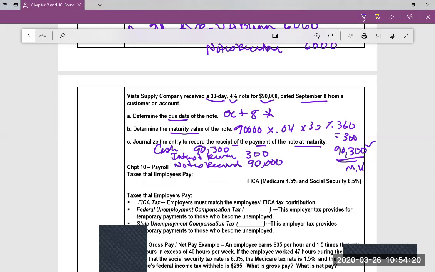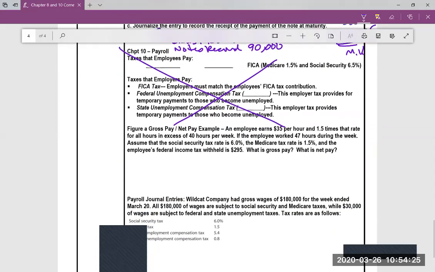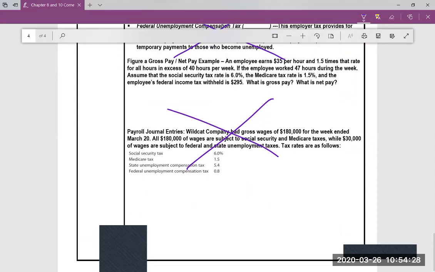So that is your Chapter 8 notes. I hope that helps. Again, Chapter 10, we are not going to be tested over that. We're not doing any homework over that. We are going to be skipping that chapter.